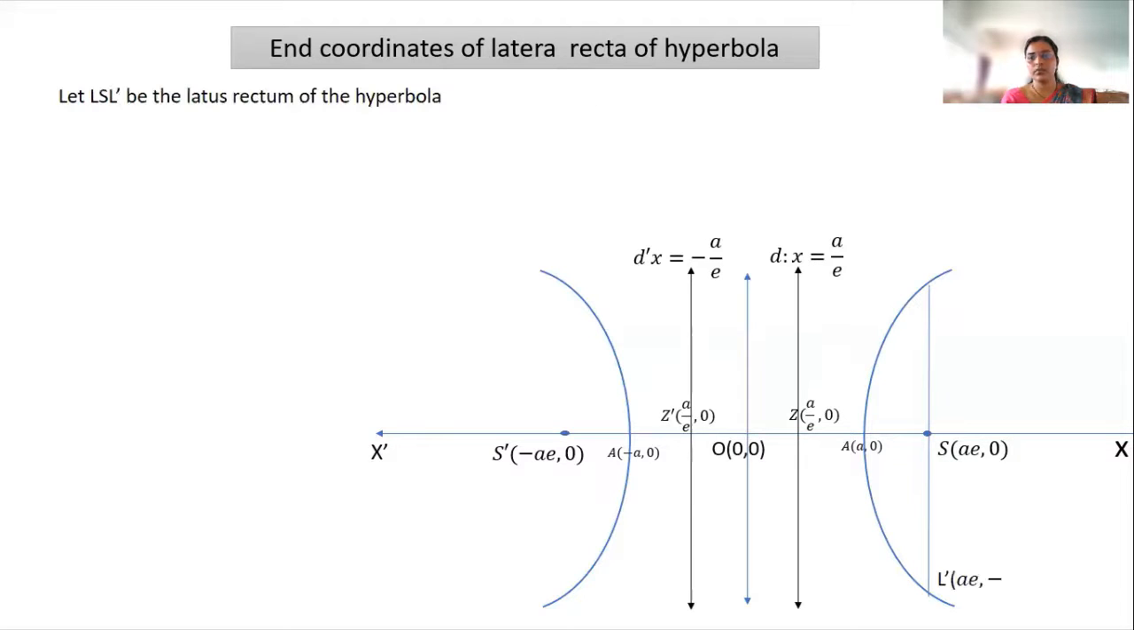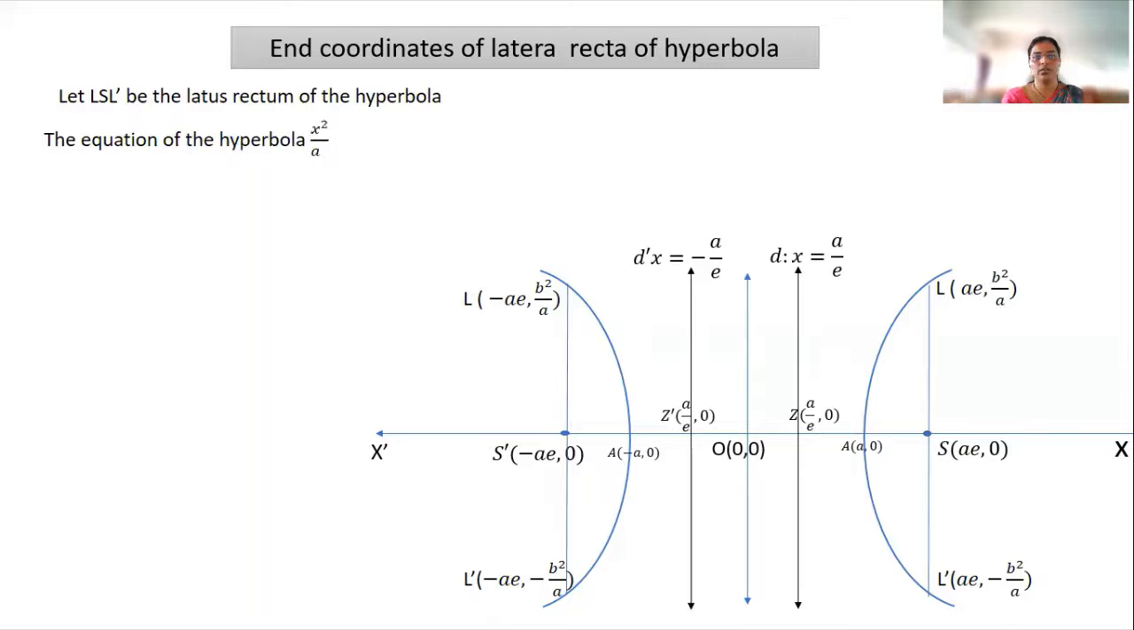Here LL dash is the latus rectum. This is our latus rectum. Then the equation of the hyperbola is x square upon a square minus y square upon b square is 1. Then SL and SL dash are the semi-latus rectum of the hyperbola.